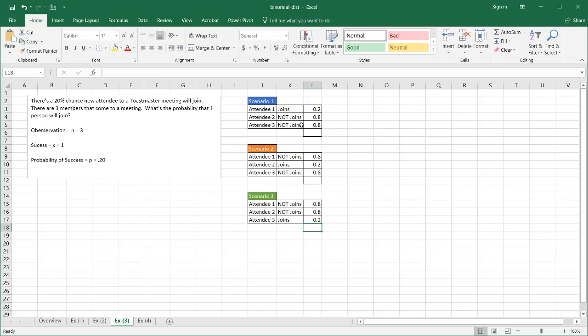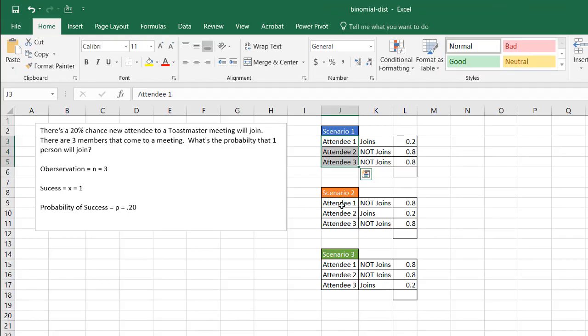One way we can do it is kind of draw a tree diagram, but another way we can do it is put it into tables. And we have these tables, right? And these tables give us our different scenarios, right? We have 3 attendees, and what we want to say is 1 joins. So we can say attendee 1 joins, right? Or attendee 2 joins, or attendee 3 joins. And joining, the probability of success is 0.2. Not joining is the probability of non-success or failure, which is 0.8.